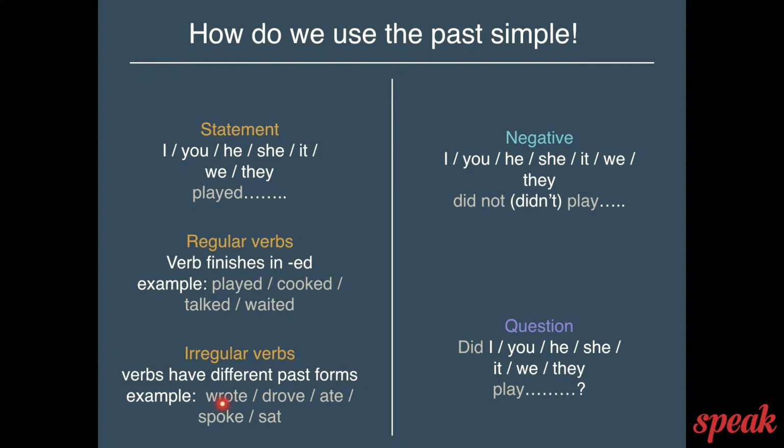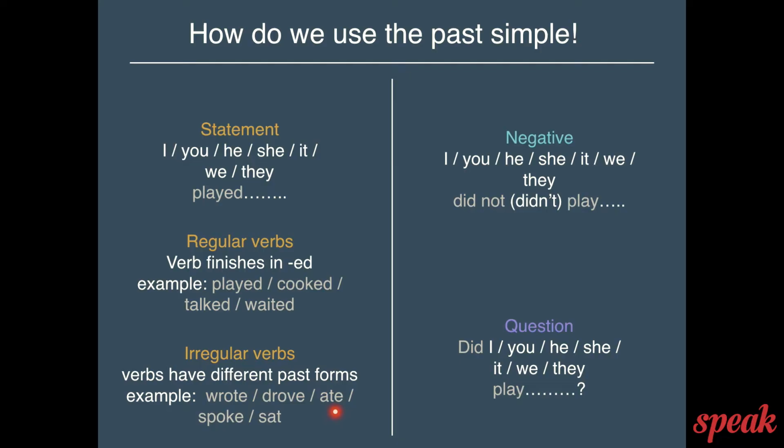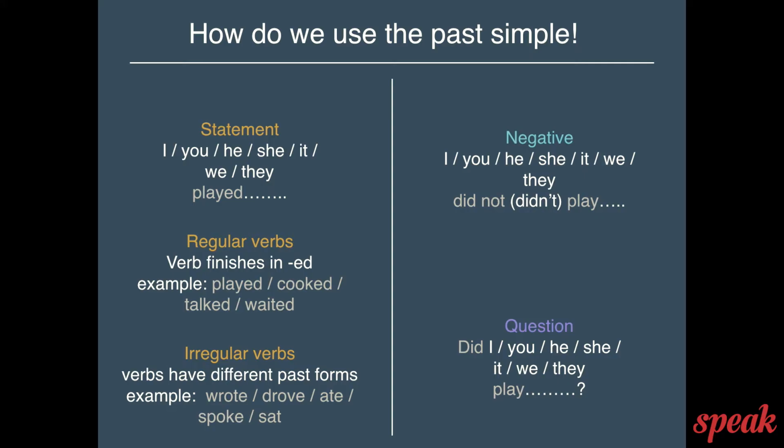So in the example here we have wrote. This is the past of write. Here we have drove. Drove is the past of drive, to drive a car. Yesterday I drove a car. Ate is the past of eat, to eat food. So I eat food every day. Yesterday I ate food. Here we have spoke. Spoke is the past of speak. And we have sat. Sat is the past of sit.